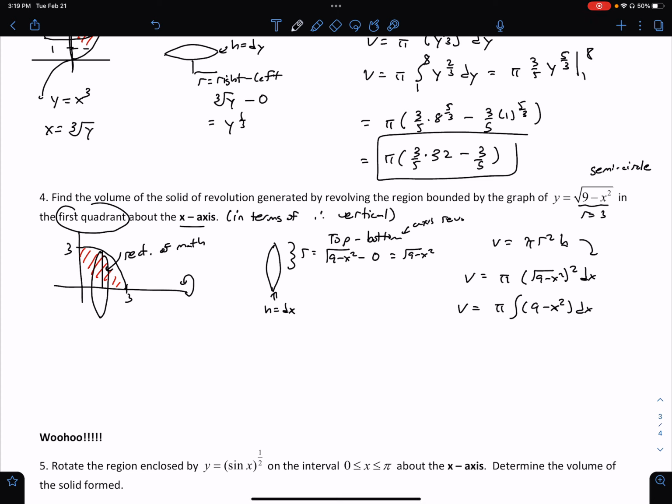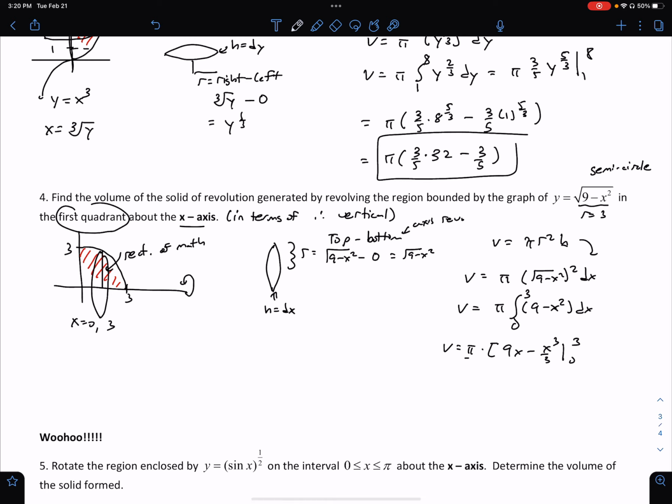And we're going to evaluate that. Well, we're in the first quadrant, so my bounds go from 0 to 3. We're starting at x equals 0, we're ending at 3. All right, so we just keep going, solve this one, not too bad to do. We're just going to give it pi times, not pi equals, pi times. Let's see what we get. That's just 9x minus x cubed over 3 from 0 to 3.